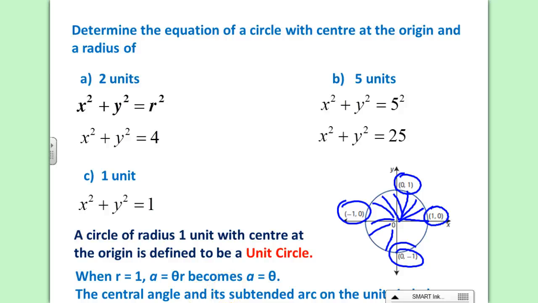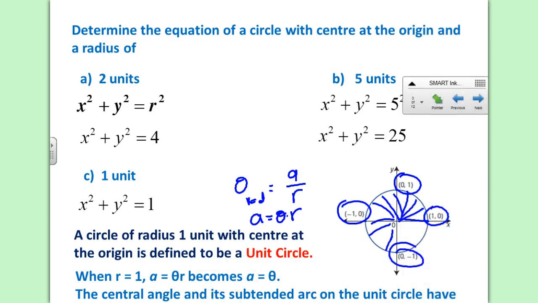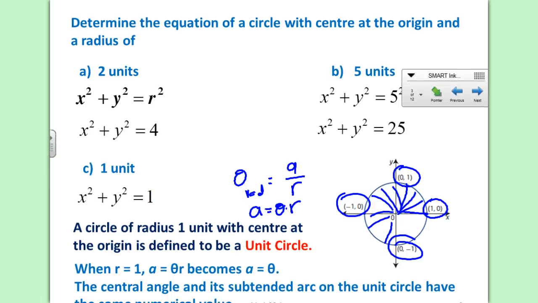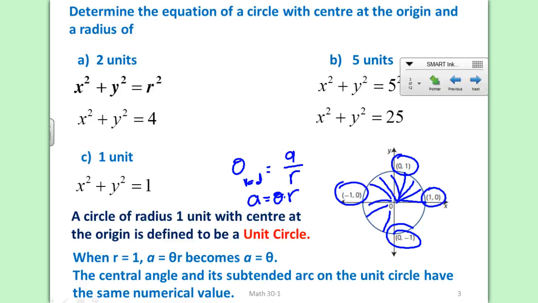But there's something else that happens when r equals 1. Remember the formula that we've used previously? Theta in radians is equal to arc length divided by radius. But in terms of arc length, you've always known that you can manipulate it, that arc length equals theta times the radius. But if the radius is 1, what this is saying is really r is irrelevant because it's just 1. So the central angle is subtended by an arc of the circle and they have the same numerical value. All right?